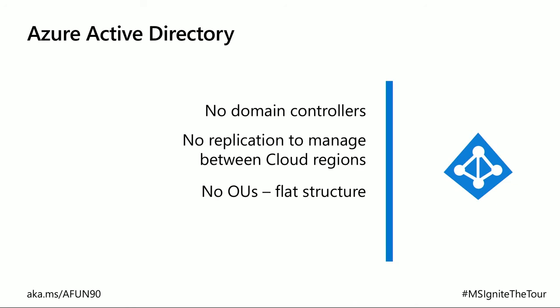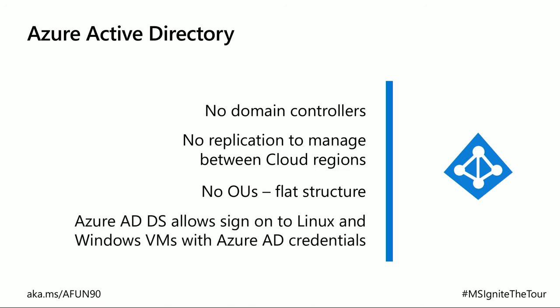And there are no organizational units. This is a flat structure. If you're used to Active Directory on-prem where you have everything tiered with OUs, there's none of that in Azure Active Directory. That's one of the biggest differences. We also have a product called Azure Active Directory Domain Services. That's a little different. I'm not going to go into it in a fundamentals session. You can go away and dig into it if you need it. But what Azure AD Domain Services does is it allows you to sign into Linux and Windows virtual machines using Azure AD credentials.